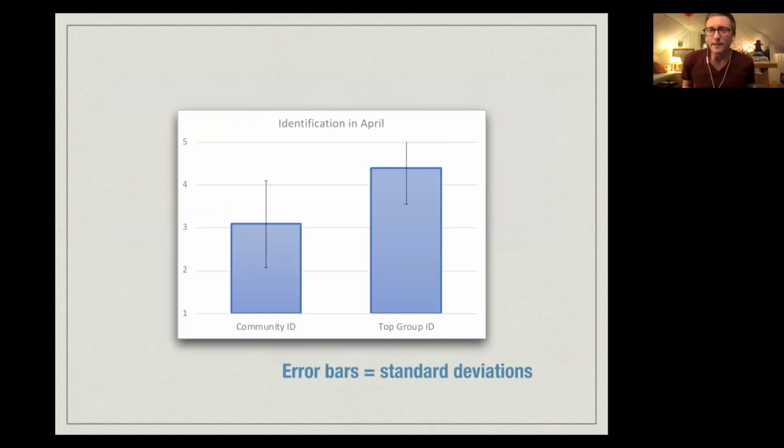As you might expect, this is showing you mean levels of identification for the community they live in, as well as this group they've identified as most important to them. Unsurprisingly, they're more identified with this most important group. The error bars on this graph are standard deviations, which is unusual to bother showing you on a graph. But I wanted to show you this variance on both of these, which is going to matter if we're going to try to predict outcomes from these variables.